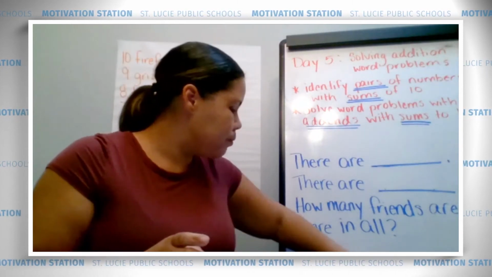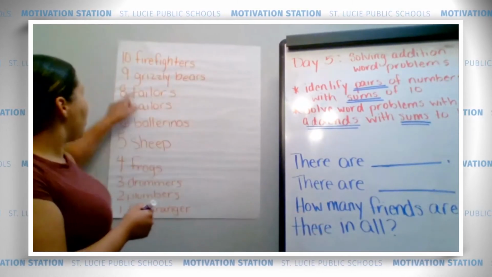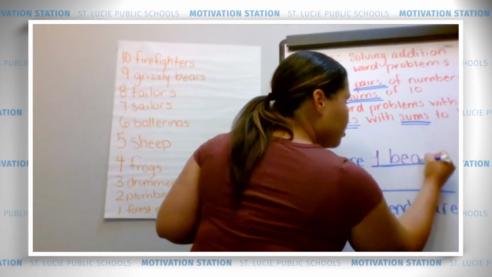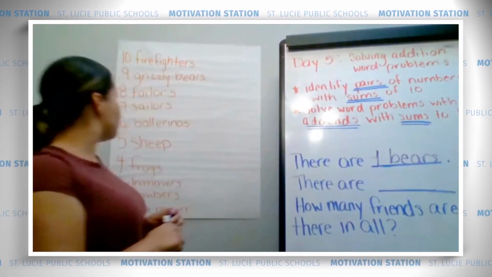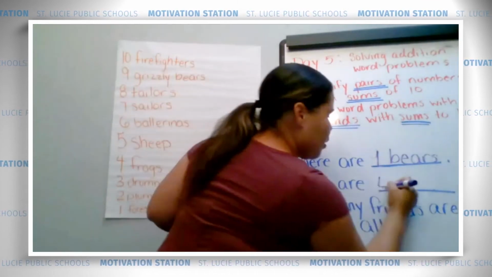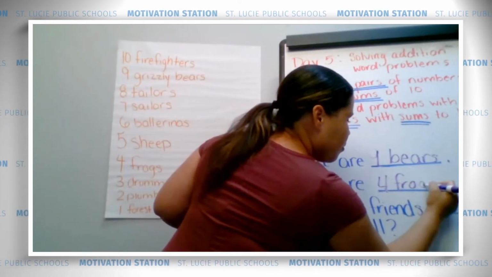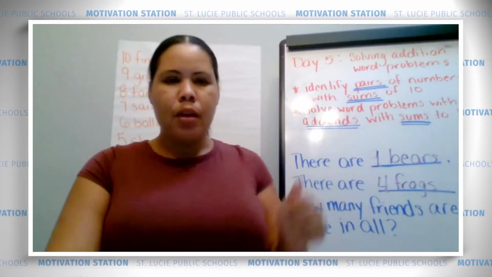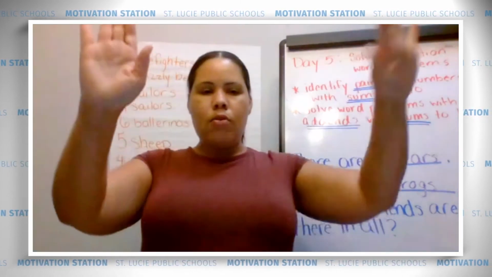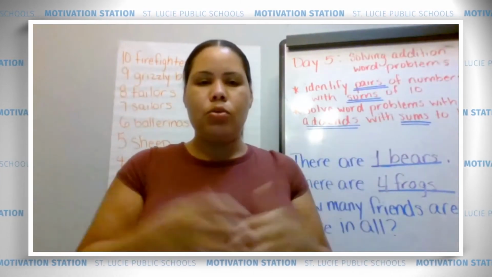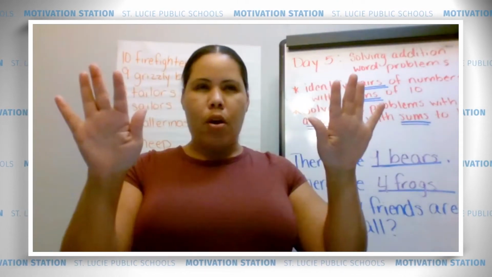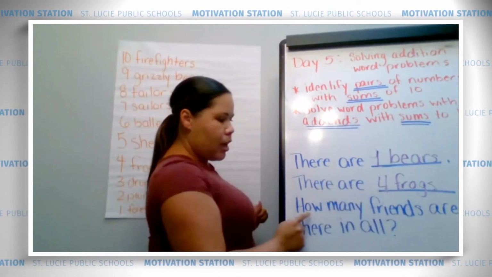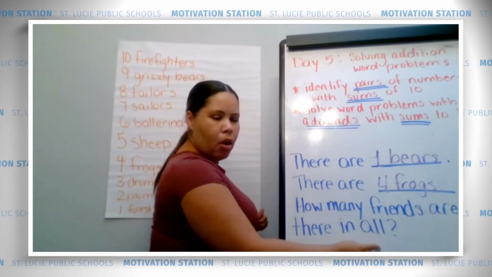Let's put some numbers here. Let's choose our 9 bears. Keep on visualizing. And 4 frogs. Okay, now I'm going to visualize 9 bears, 4 frogs. I see these 2 groups. 9 bears, 4 frogs. There are 9 bears, there are 4 frogs. How many friends are there in all?